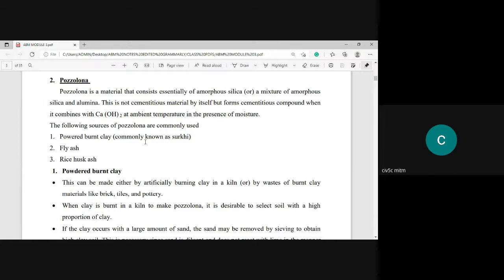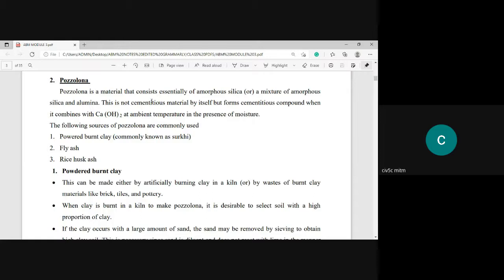Next, it is not a cementitious material by itself, but it forms a cementitious compound, or it will behave as cementitious, when it combines with calcium hydroxide at ambient temperature in the presence of moisture. So this is the broad definition I have given. Very simply, I'm going to explain. The first thing is that it should be amorphous silica or a mixture of amorphous silica and alumina.